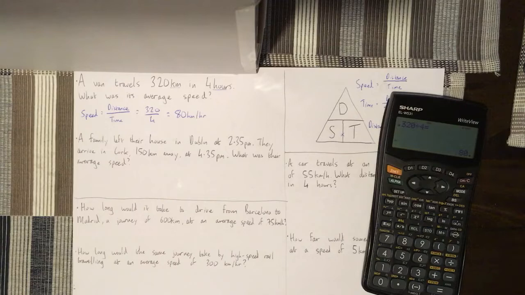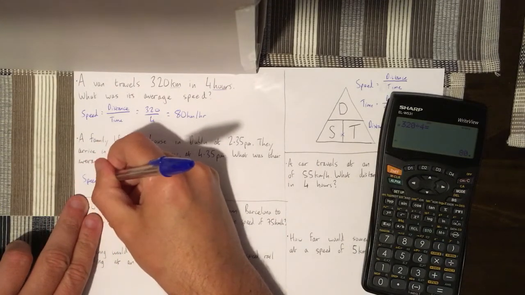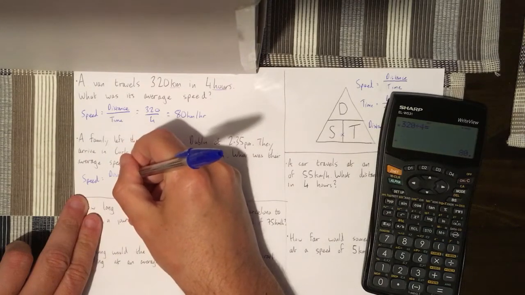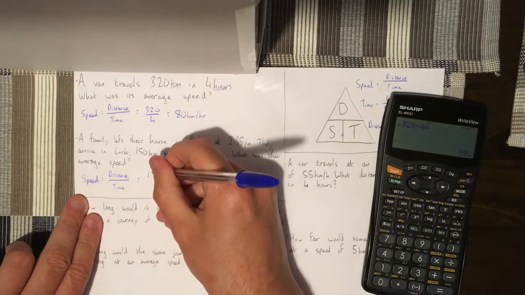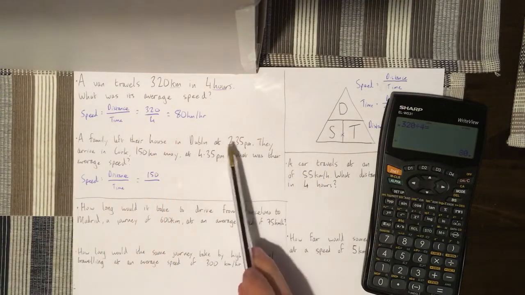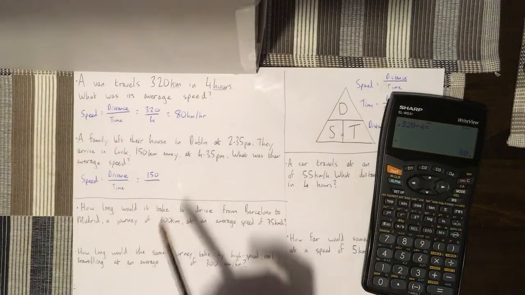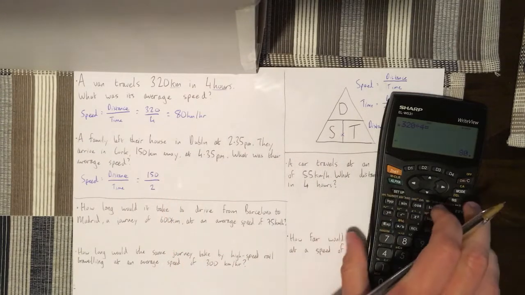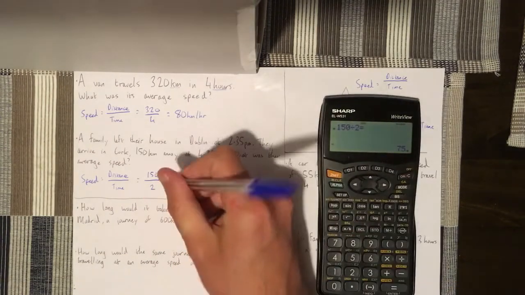Next example then. So a family left their house in Dublin at 2:35 p.m. They arrive in Cork, 150 kilometers away at 4:35 p.m. What was their average speed? So what was their speed? Write down my speed formula. Speed is distance over time. Distance is 150 kilometers. Time then, from 2:35 p.m. to 4:35 p.m. that's 2 hours. So 150 divided by 2, 75 kilometers per hour.